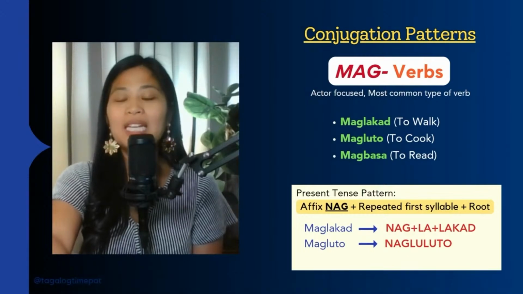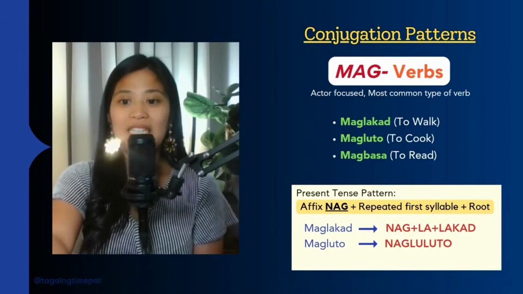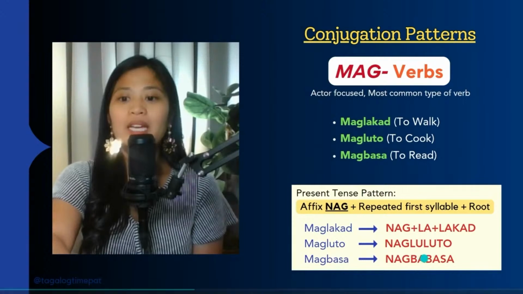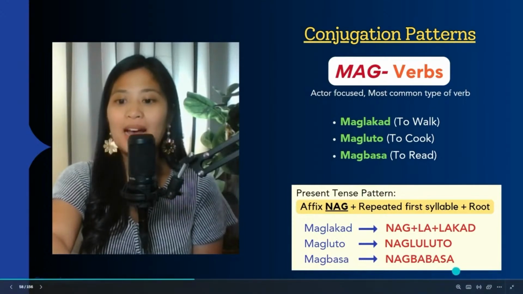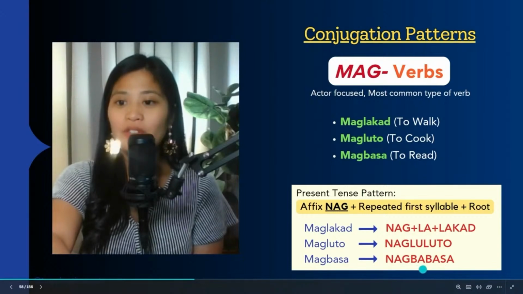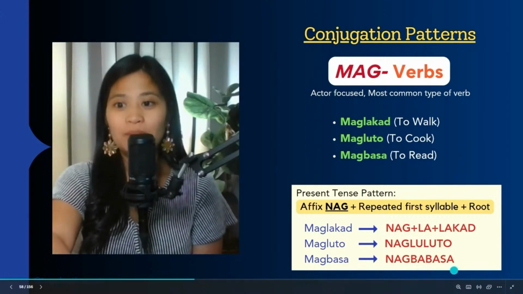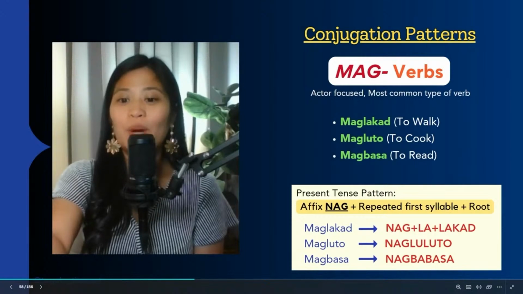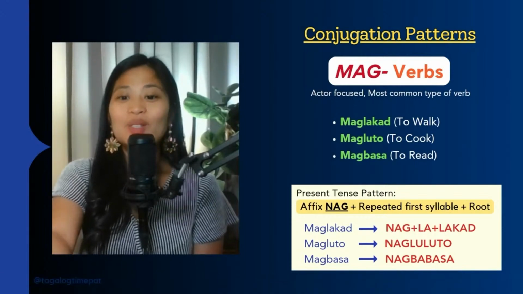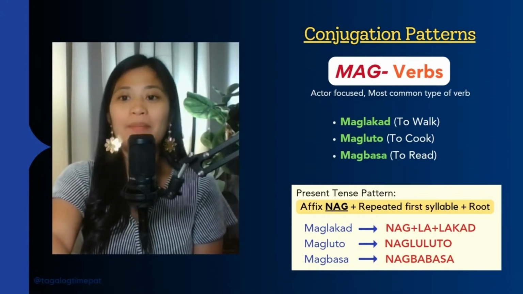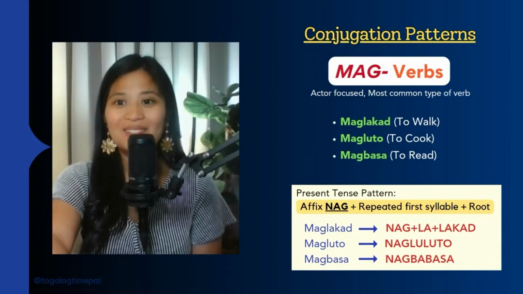Nagluluto. Lastly, magbasa, to read. It becomes nagbabasa. Here's the affix nag, then there's a repeated first syllable, and then the root. Nagbabasa ako, I am reading. So that is how you would conjugate a mag verb in the present tense.